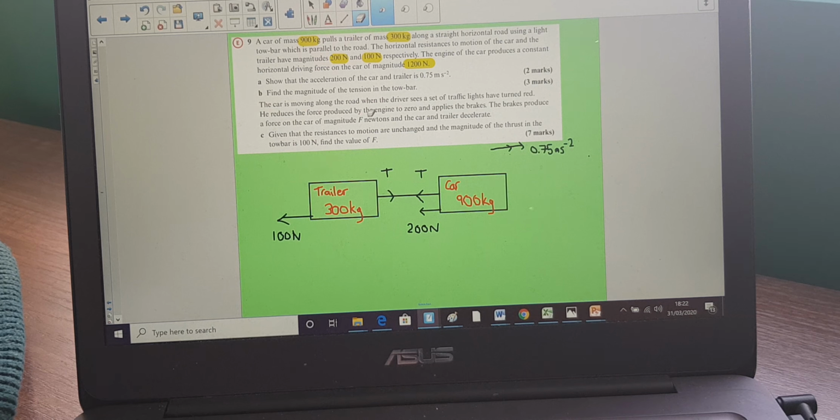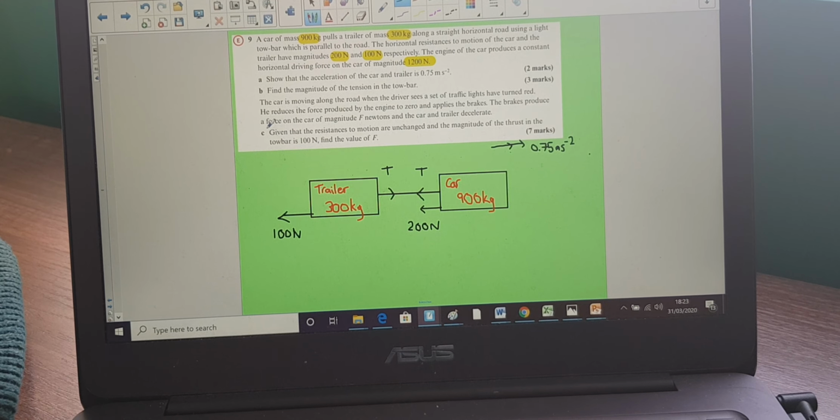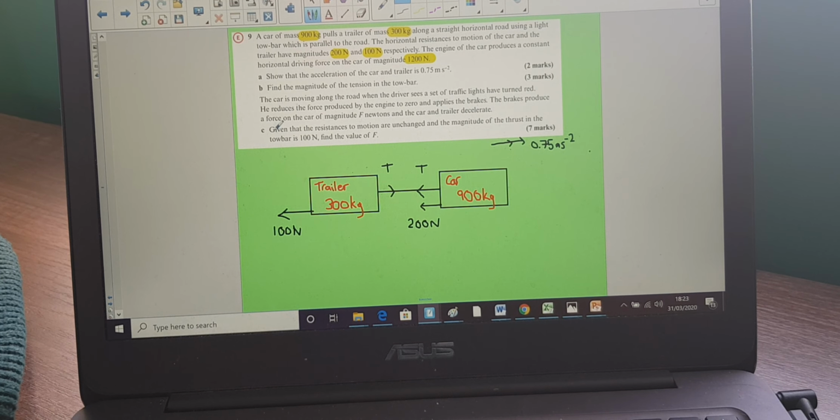He reduces the force produced by the engine to 0 and applies the brakes. The brakes produce a force on the car of magnitude F, and the car and the trailer decelerate. Okay, so a force of this. I'm just going to read the next part as well, because I think the next part of the question is probably going to help me.